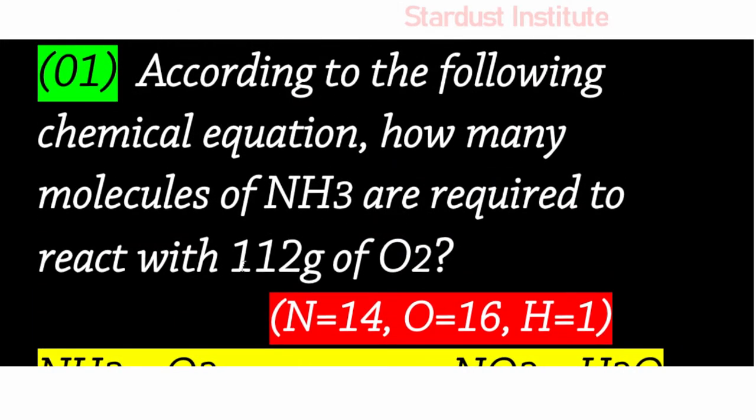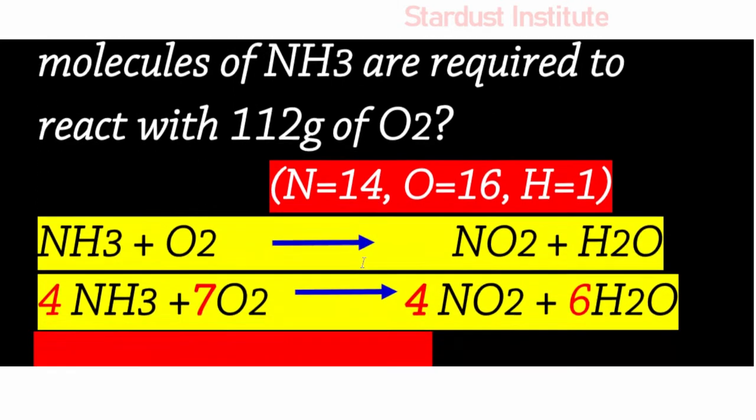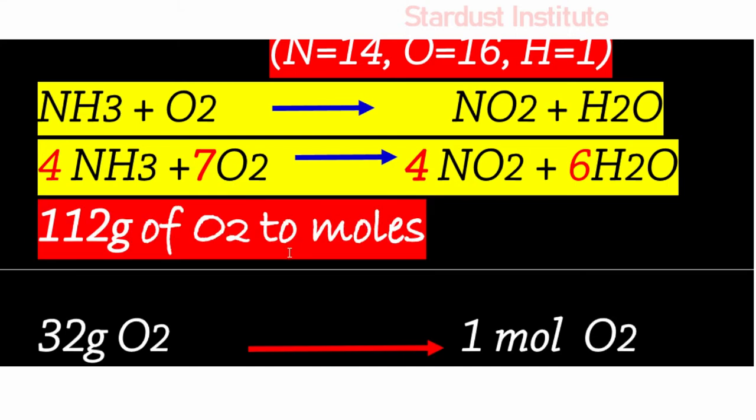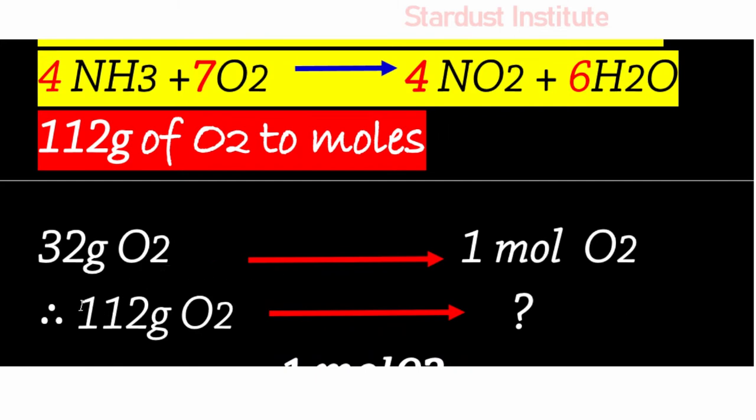Here we have been given 112 grams of oxygen. Now we have to convert this 112 grams of oxygen to moles of oxygen. Let's convert it. We know in 32 grams of oxygen there is 1 mole of oxygen. That means 1 mole of oxygen weighs 32 grams.